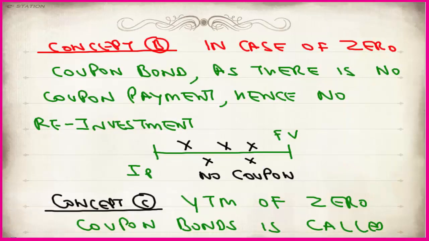But in case of a zero coupon bond, because I will be using spot rates in zero coupon bonds, I am not available with the coupon amount because no coupon is being given.